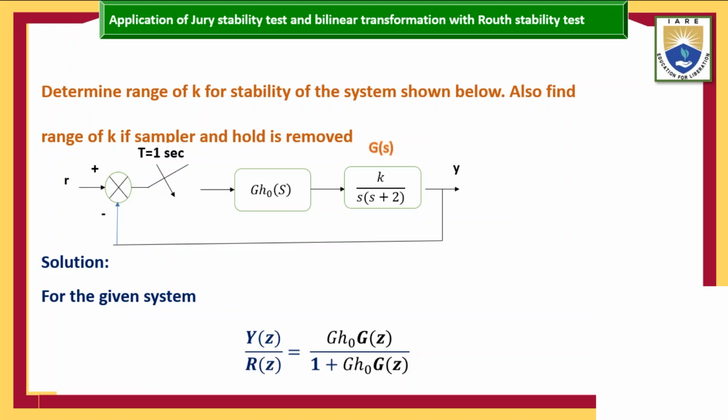This is applicable for a system having a sampler and hold device. If the sampler and hold device is not present, we can see what happens also. That's why the problem we are considering has a total of three components: the sampler, the zero order hold device, and a system.